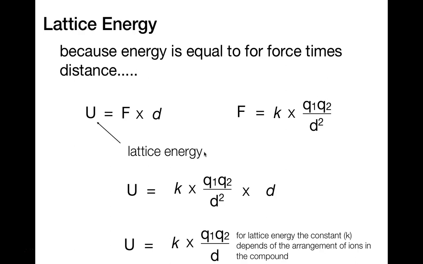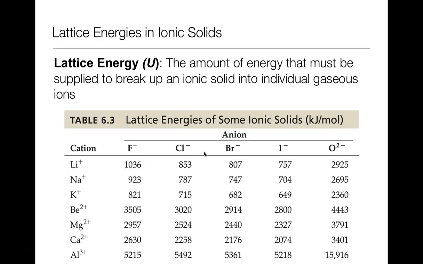So for the most part, we care about two distinct factors in determining lattice energy: charge, which are our Q's, and the distance between those charges, which is d. So let's first look at this. So this is a table of different lattice energies for different ionic compounds. So the cations are listed on the vertical, and the anions are listed on the horizontal.